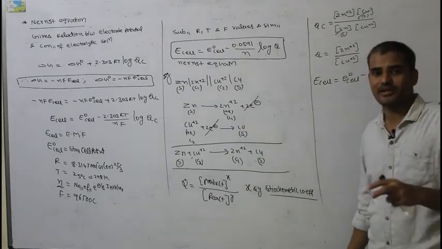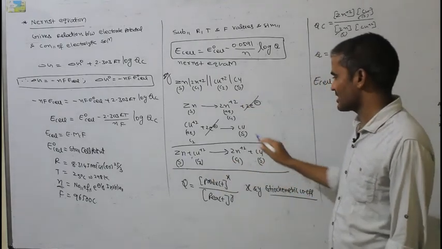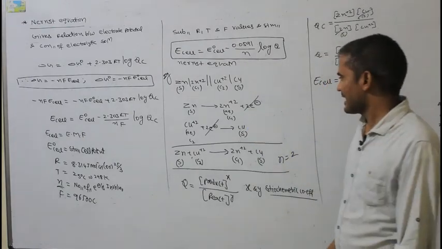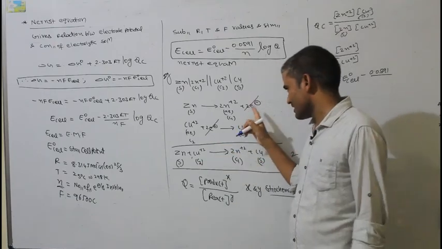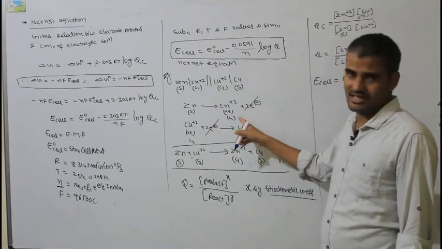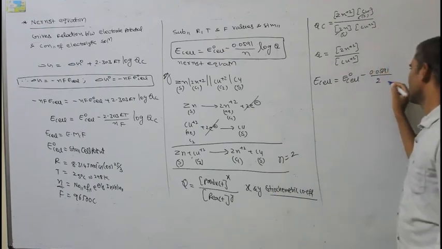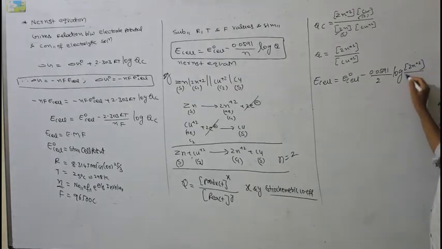n is the number of electrons participated. In this reaction, whatever cell representation you have written, how many electrons are involved? n is equal to 2. Don't take electrons released 2 and accepted 2; that is wrong. The electrons released are the same electrons accepted here. So the number of electrons involved in the overall reaction is 2. So n is equal to 2, so 0.0591 by 2 log of Qc. What is Qc? Concentration of Zn2+ by concentration of Cu2+.